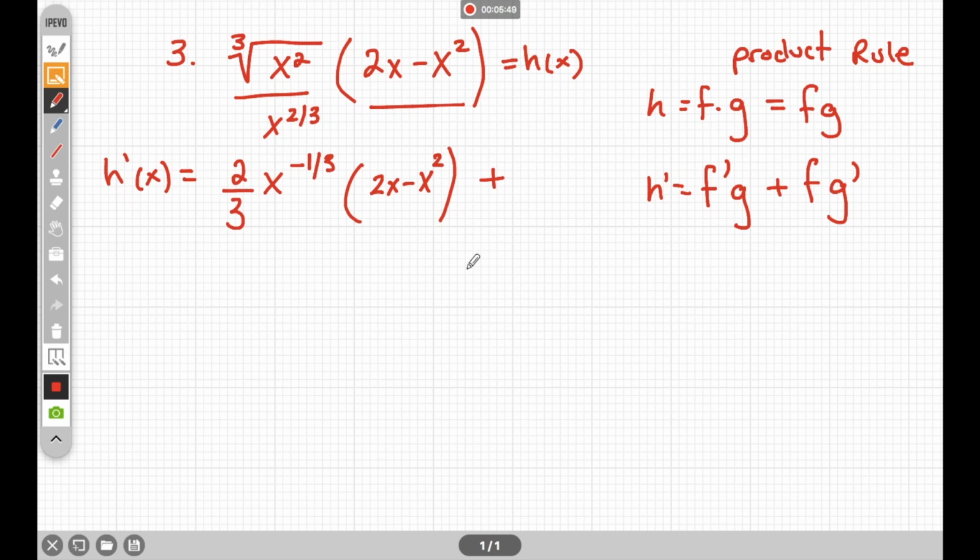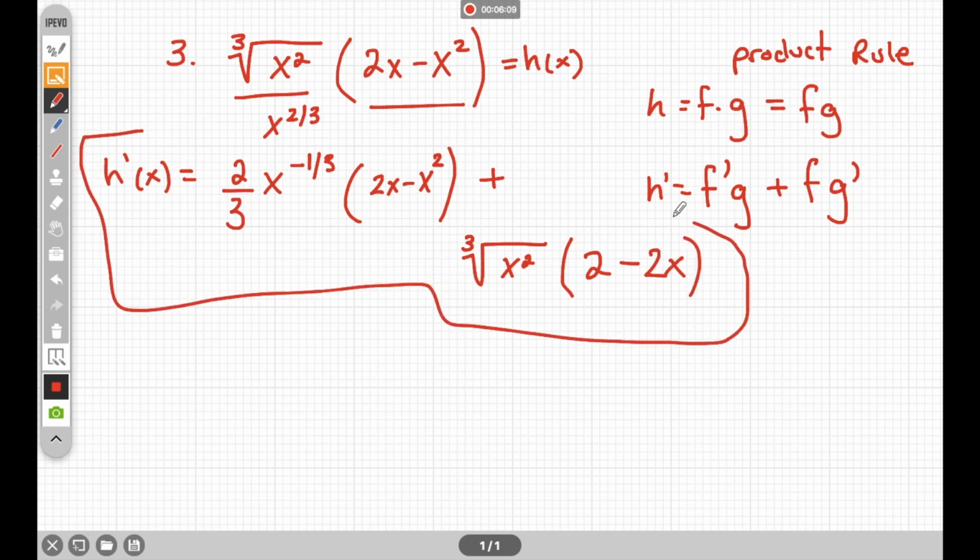And I'm going to keep the second function the same. Plus, I'm going to write down here, we're going to keep the first function the same now. Multiply by the derivative of the second function, which is just a power rule as well. The derivative of 2x is 2, minus the derivative of x squared is 2x. And so your answer is just this function right here.